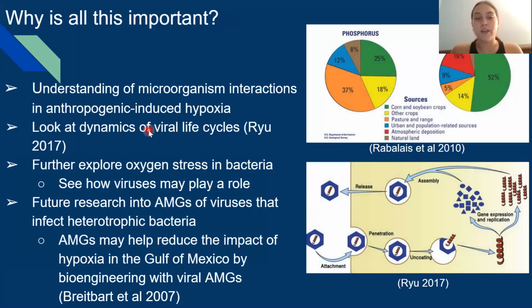So why is all of this important? We can better understand the interactions between microorganisms and anthropogenic-induced hypoxic regions. Shown here, you can see that phosphorus and nitrogen sources in the Gulf are coming mostly from agricultural runoff. And we can look into the dynamics of viral life cycles, which you can see in the photo below. Further, we can explore oxygen stress in bacteria and see how viruses can play a role. And we can do further research into viral AMGs that infect heterotrophic bacteria. And we might see that AMGs can help reduce the impact of hypoxia in the Gulf by bioengineering with viral AMGs.